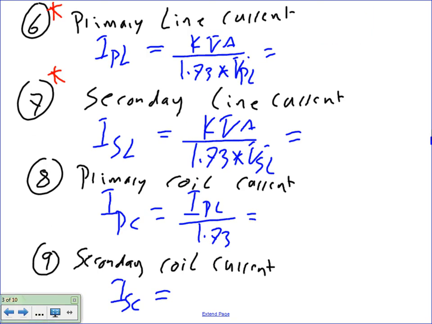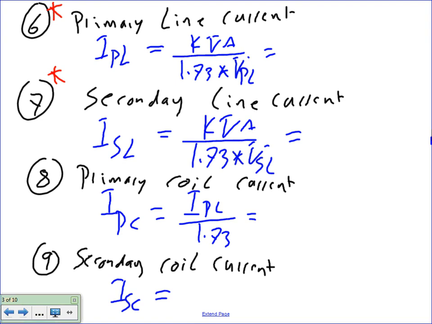The second thing, guys, number 6, is the primary line current and the secondary line current. I put a star next to them here because these are the single most important thing you're going to do to size your fuses and conductors. The line current, not the coil current.